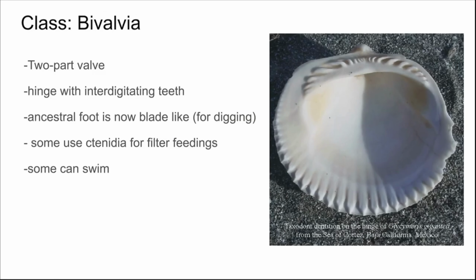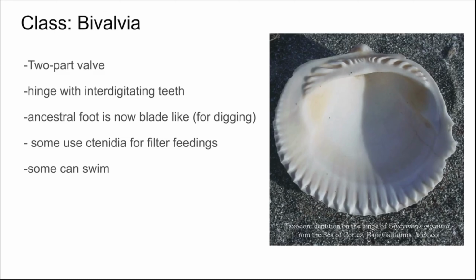The first group of mollusks that we'll talk about are the bivalves. The shells of bivalves are hinged with interdigitating teeth. You can see that on the top right. If you had the other shell, those teeth would groove and lock in together. The ancestral foot of the mollusk is now used as a blade for digging.